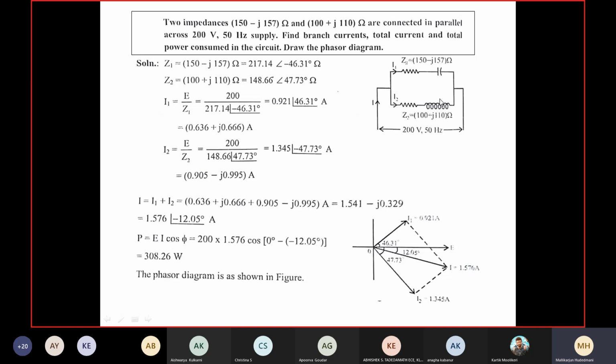Then if it is asked as a reactive power, how would I have done it? EI sin phi. In the cos position you have to use sin phi. That's that.